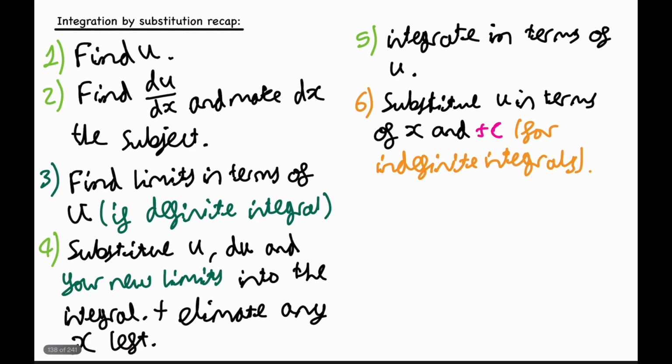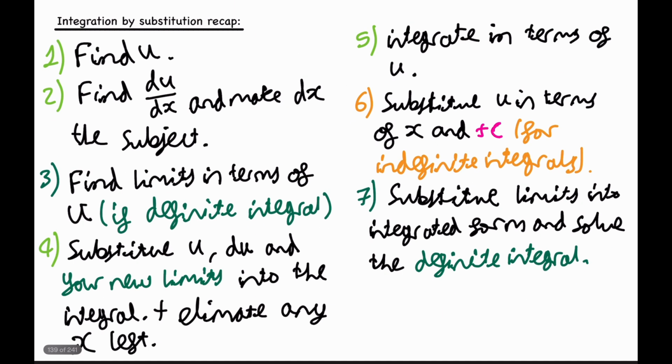And then the next step would be to substitute u in terms of x and add the plus c, and this is only for indefinite integrals where you don't have your limits. And so you can find your final value by just substituting whatever you said your u was in terms of x, substitute that back in, and then you have your final expression in terms of x, and also you have your plus c at the end.